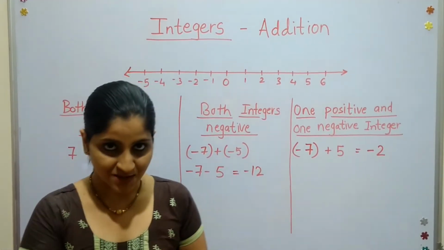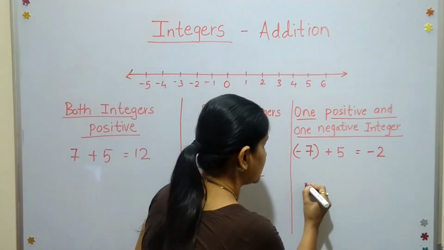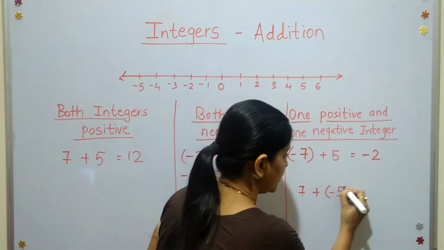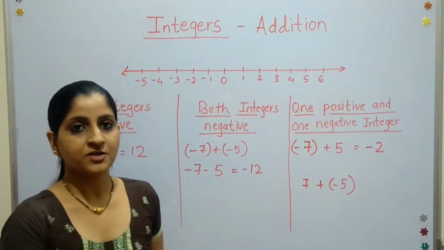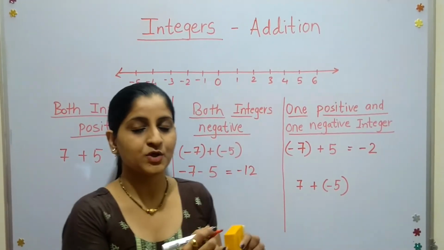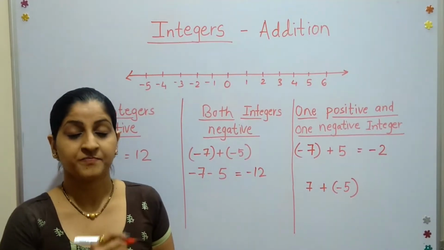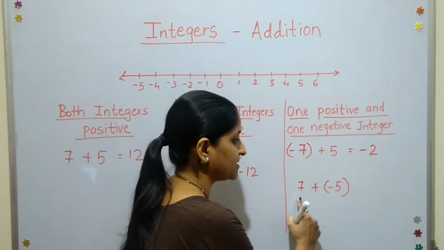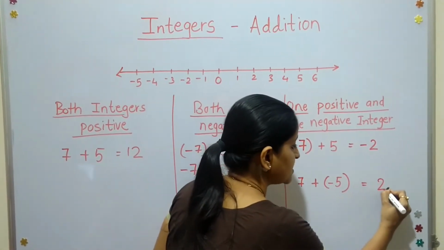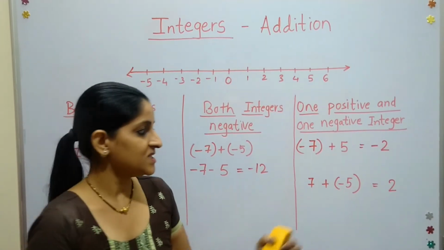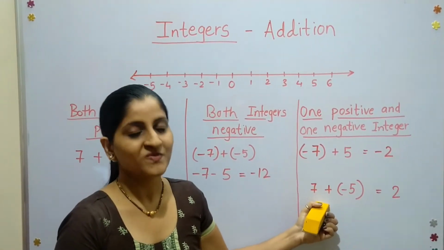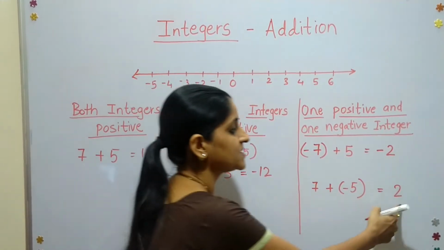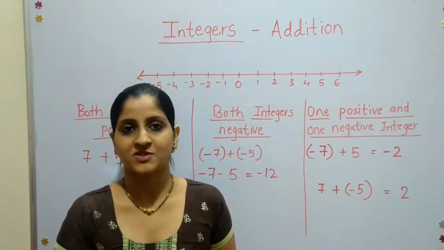Now let's reverse the numbers. I will write 7 as positive, plus negative 5. Now over here you are adding negative 5 to a positive number 7. What will you do in this case? In this case also you will subtract the two numbers. The answer is 2, and obviously 7 has a greater face value and 7 is a positive number. That's why the resultant will also have a positive sign.